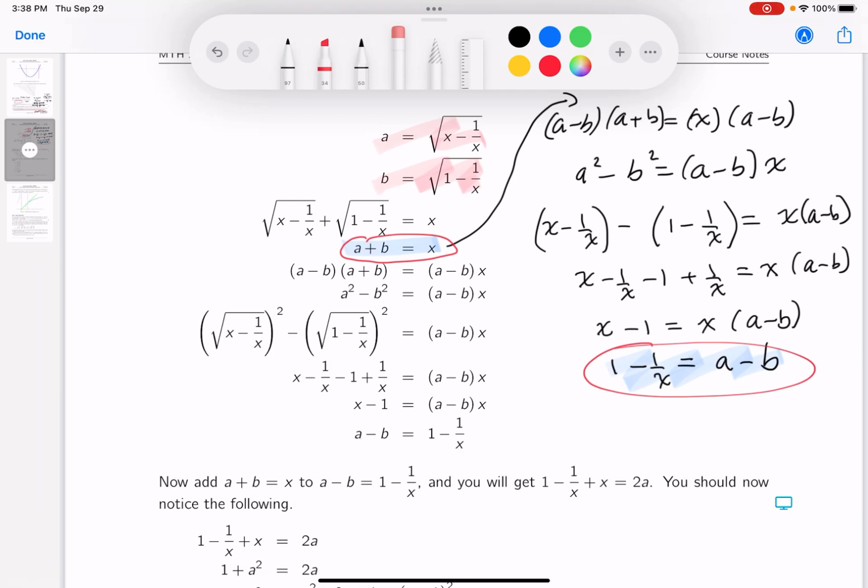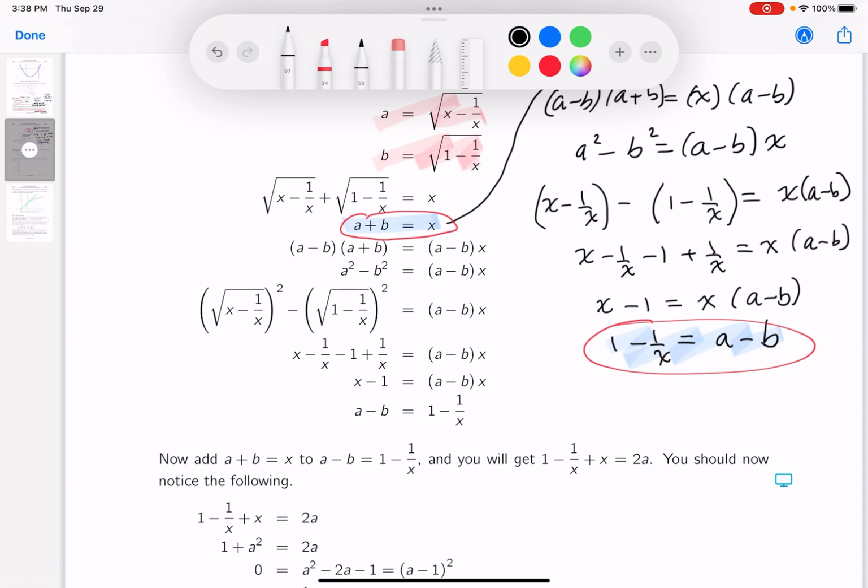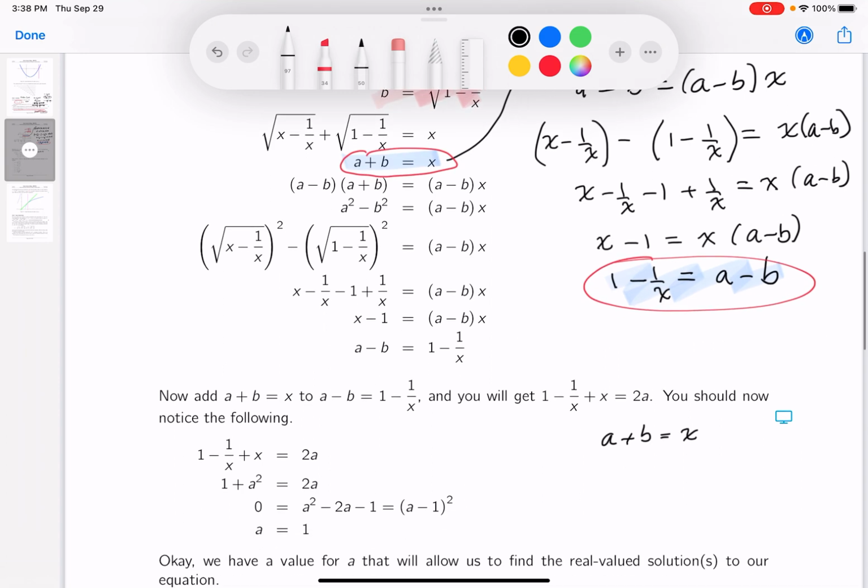Okay, where did we leave you last time? Just to remind you, we left you with two equations now. The equation we left with were a plus b equals x. And the other equation we left with was a minus b, and that was equal to 1 minus 1 over x.